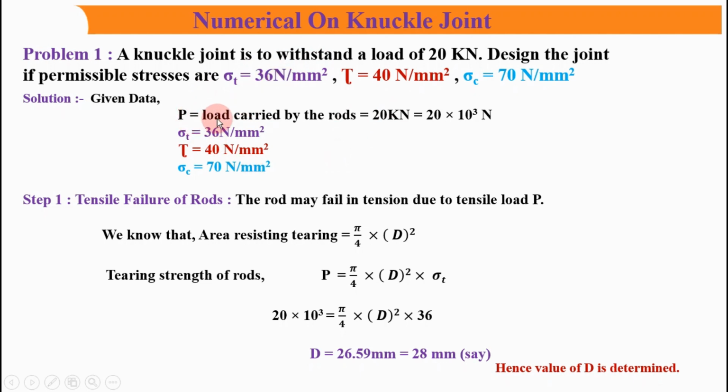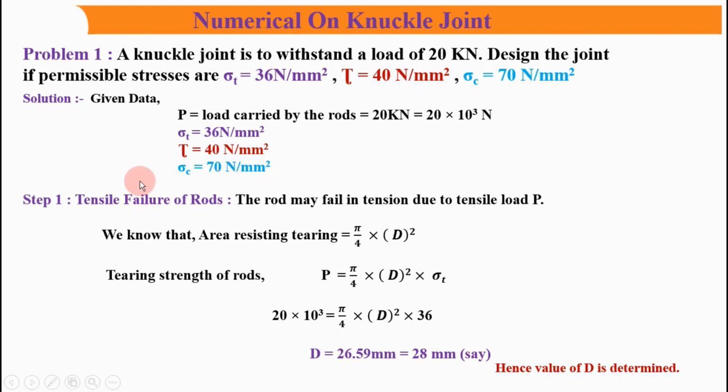Here P is equal to the load carried by the rods, that is 20 kilonewton. We need to convert it into Newton. So how can we convert it? 20 into 10 raised to 3 Newton. Then sigma T is equal to 36 Newton per mm square, it is given. Tau is equal to 40 Newton per mm square, and sigma C is equal to 70 Newton per mm square.